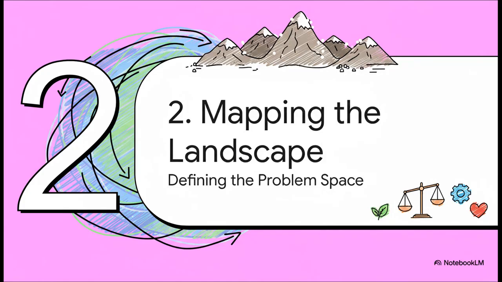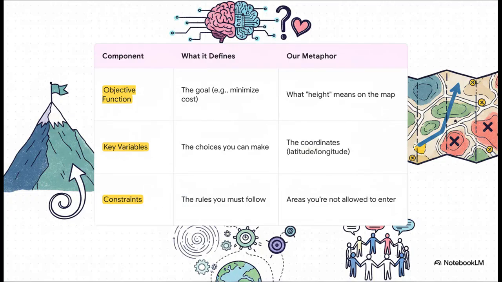Okay, so if you're gonna find the highest peak, what's the first thing you need? A map, of course. In AI, this map of all the possible solutions, all the mountains, valleys, and plains, is called the problem space. So let's take a look at how they draw it. This map basically has three parts.